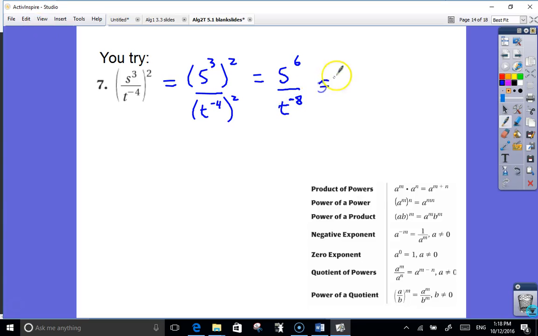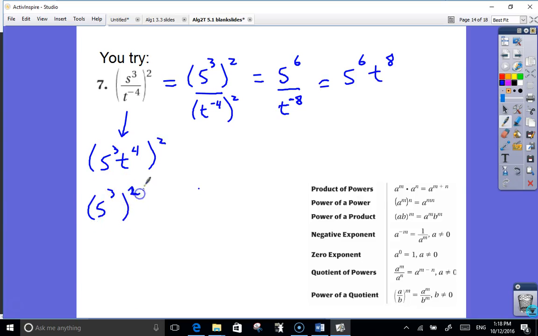Okay. Is that good? Did anybody do it different? Yeah? What'd you do? Yeah, you could have moved the t up right away. Make it s to the 3rd, t to the 4th, and then do it. You know, in the end, it's the same thing. S to the 3rd squared, t to the 4th squared, which is the same thing. 2 more.